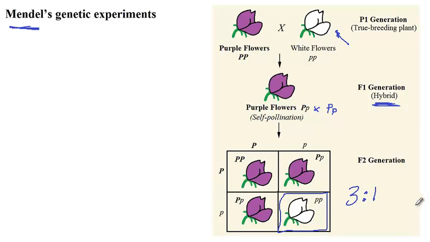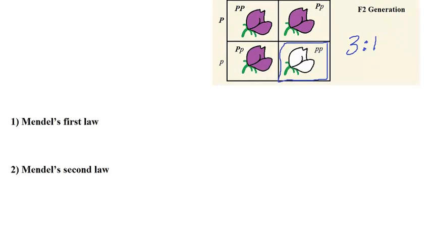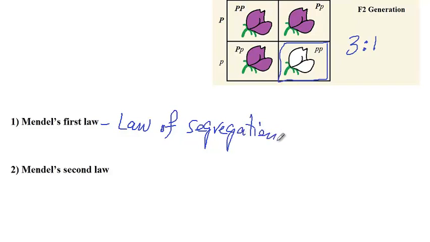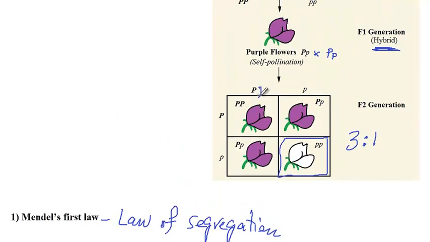These experiments led Mendel to two conclusions. One was Mendel's first law, the law of segregation, stating that during meiosis, alleles will segregate from each other so that each gamete carries only a single copy of each gene. Here you can see that each gamete is only carrying a single copy. It can't have two P's. So each gamete is only carrying a single copy of each gene.